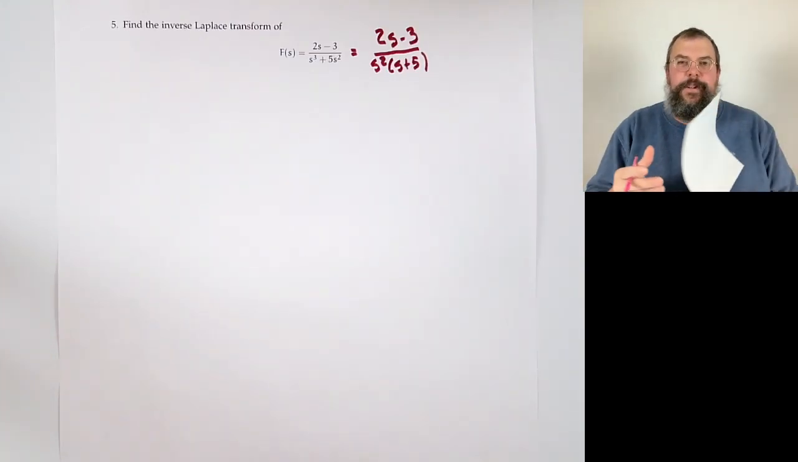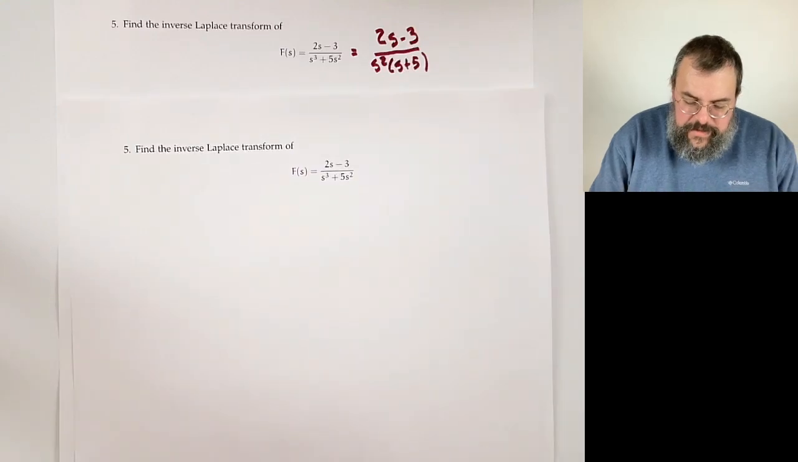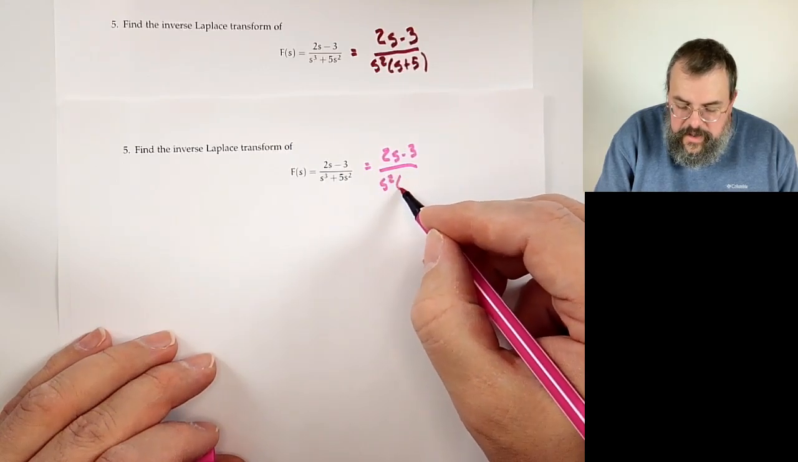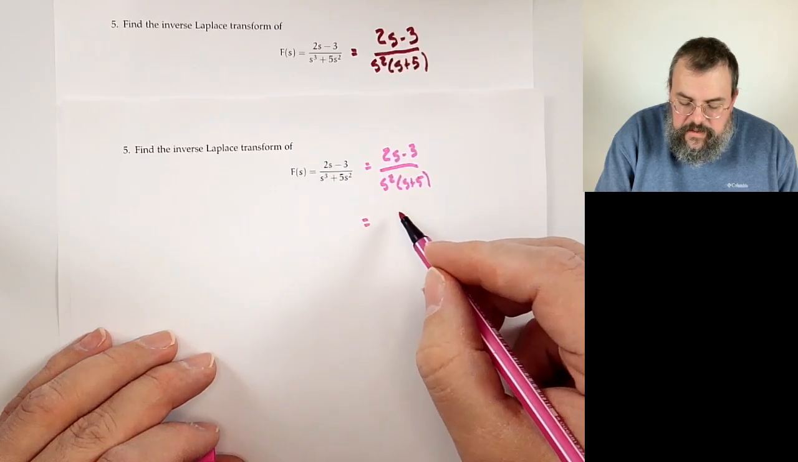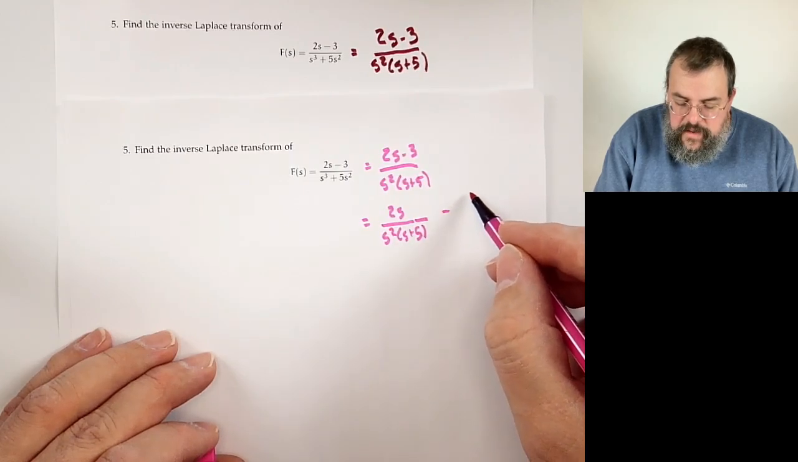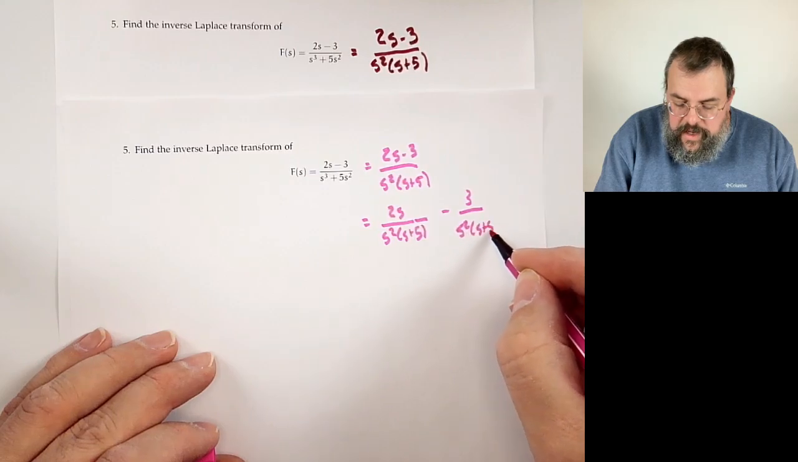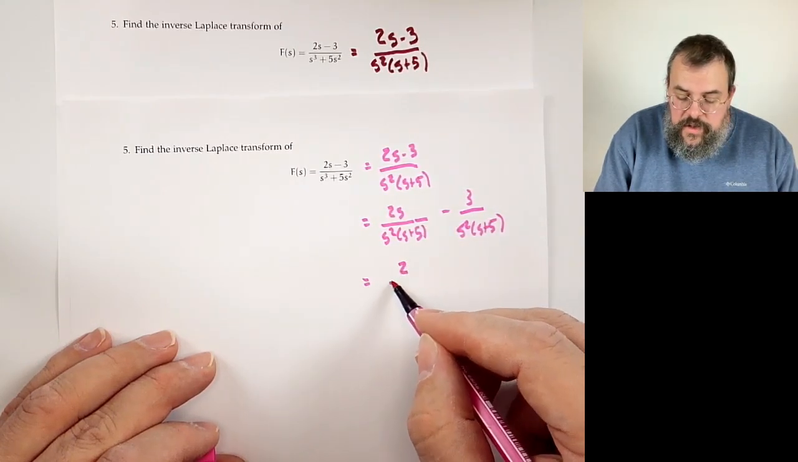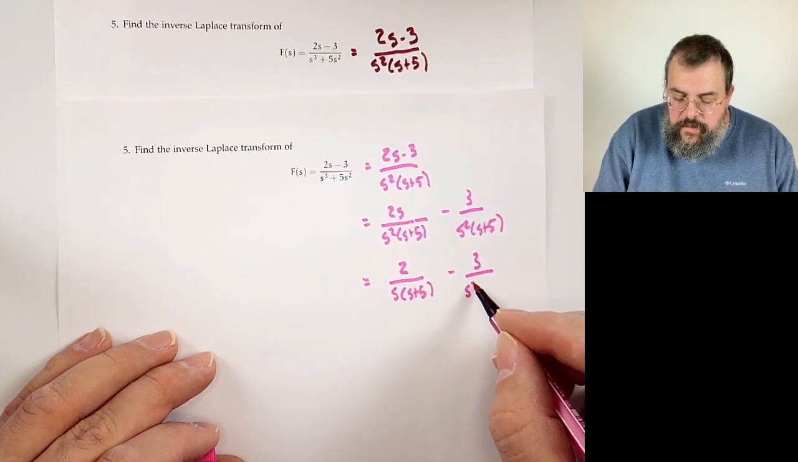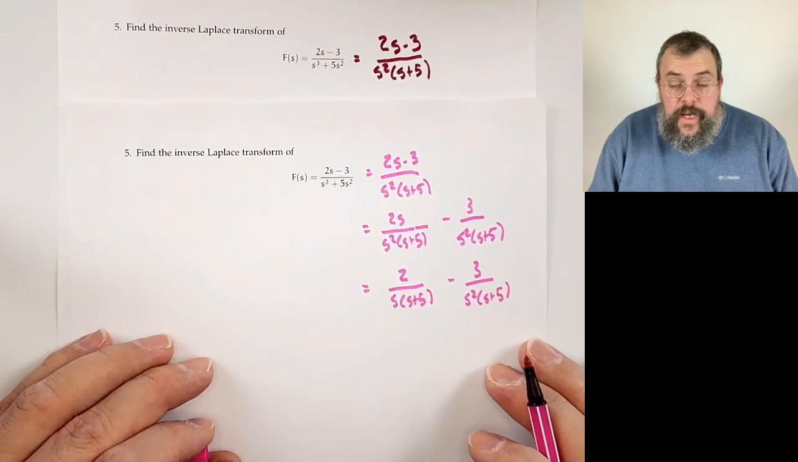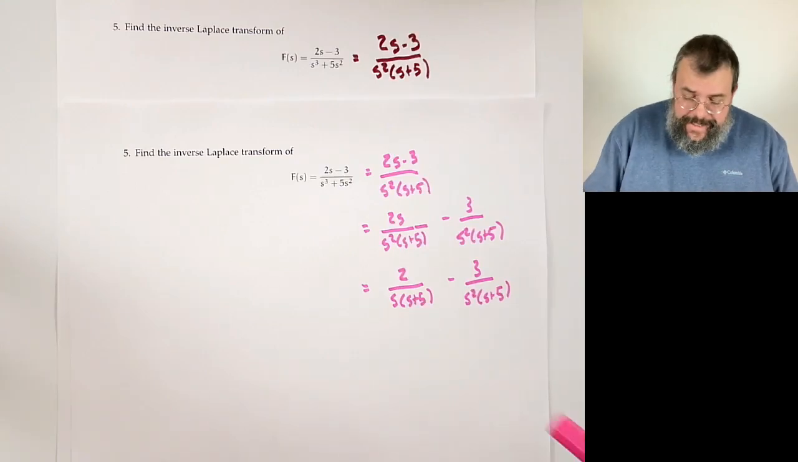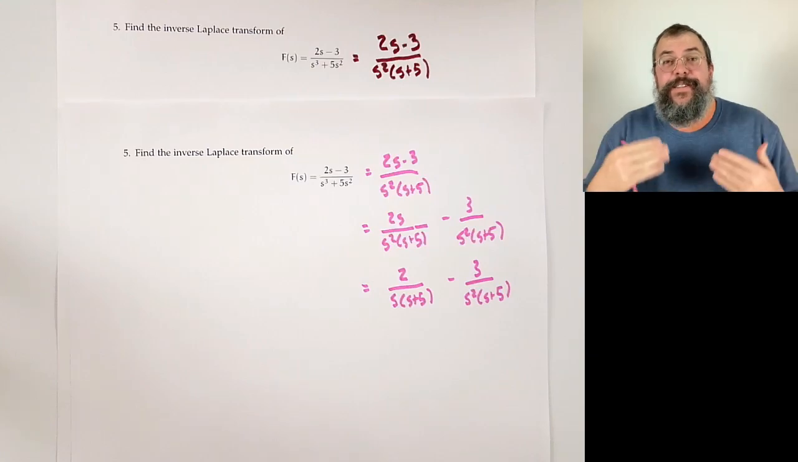Here, I have another copy of the problem. So they said, you know what we really could think of this as? Because we have 2s minus 3 over s squared times s plus 5, why don't we think of this as 2s over s squared times s plus 5 and minus 3 over s squared times s plus 5, which of course becomes 2 over s times s plus 5 and minus 3 over s squared times s plus 5. Now, can you do that? Well, yeah, I just did. Would you want to do that? Probably not.